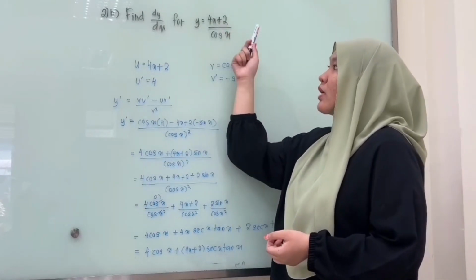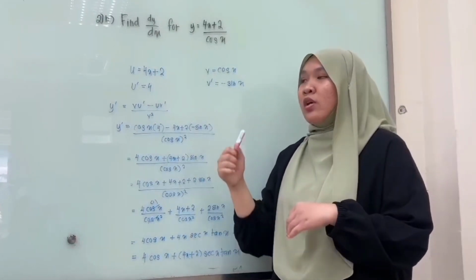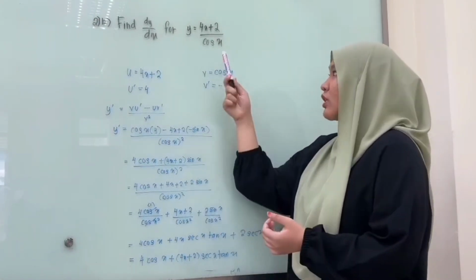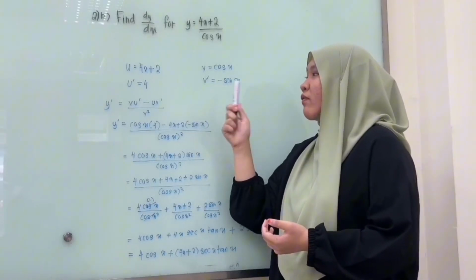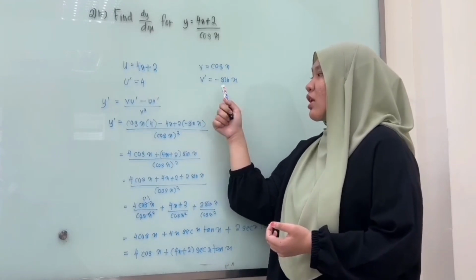First, the top part we call u, so u equal to 4x plus 2. The derivative of u is u prime equal to 4. So the bottom part we call v. v equal to cos x, so the derivative of v is v prime equal to negative sin x.